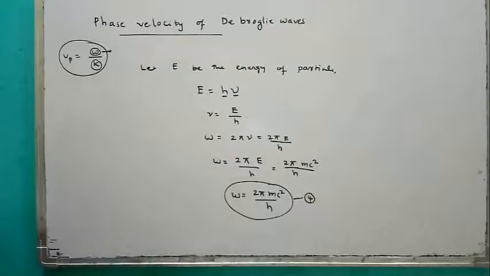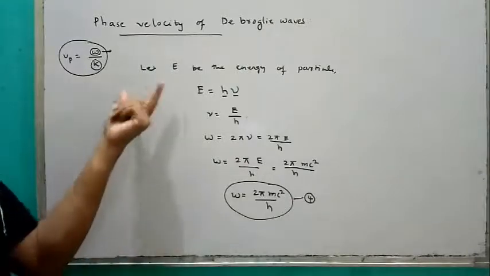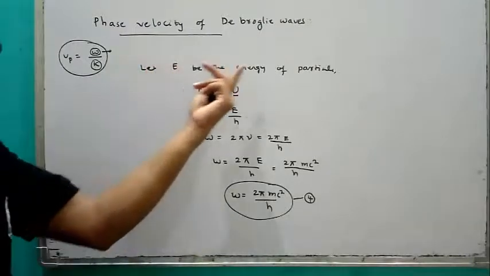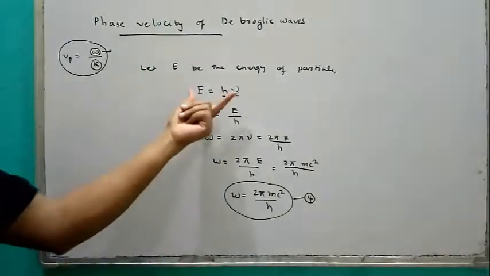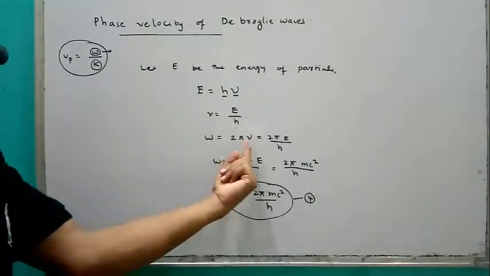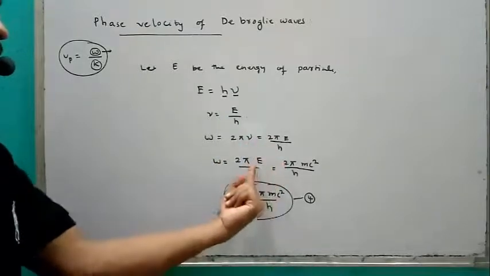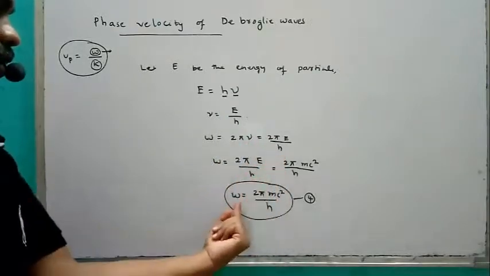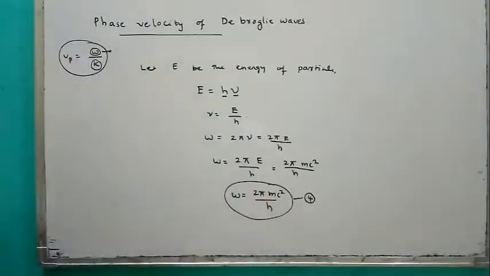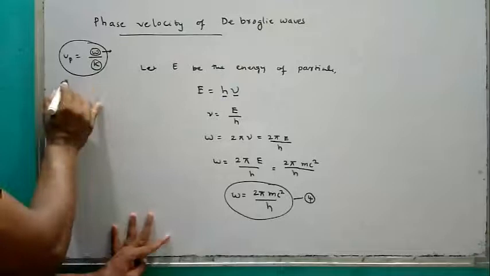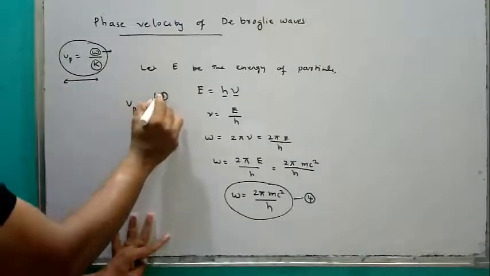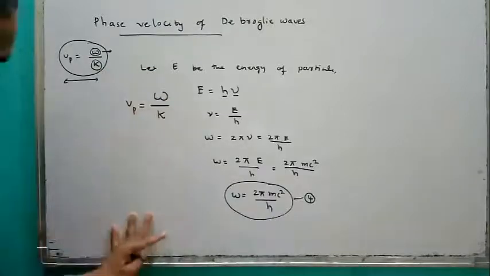Now what did we calculate here? The angular frequency: let E be the energy of the particle. According to the quantum condition, E equals h nu, nu equals E by h, omega equals 2 pi nu. We have substituted here. Finally I substituted the E value also, so I got the angular frequency 2 pi mc square by h. So what do we want to calculate here? Phase velocity. Phase velocity equals omega by k.